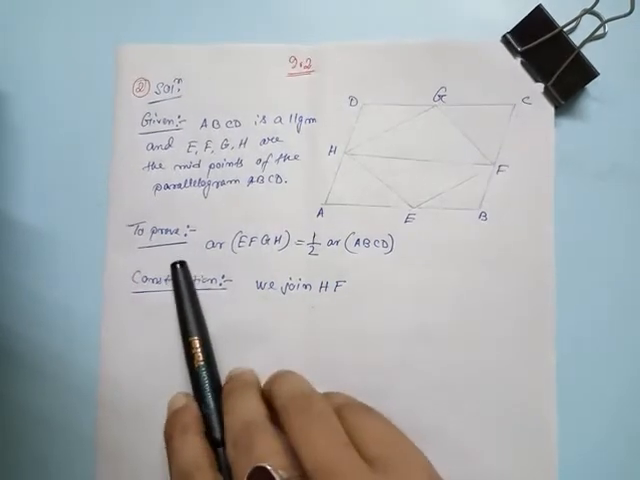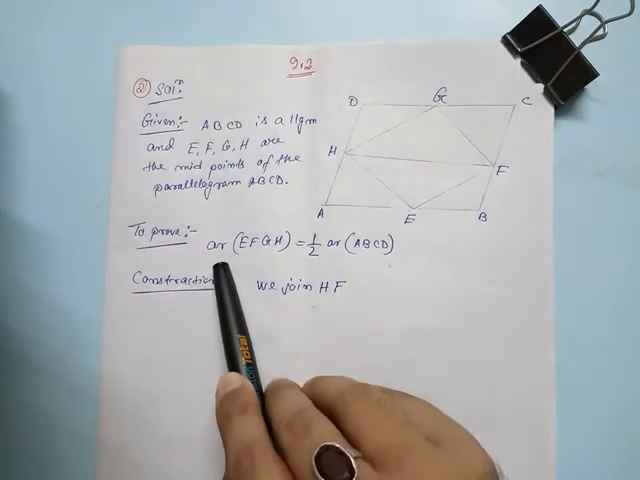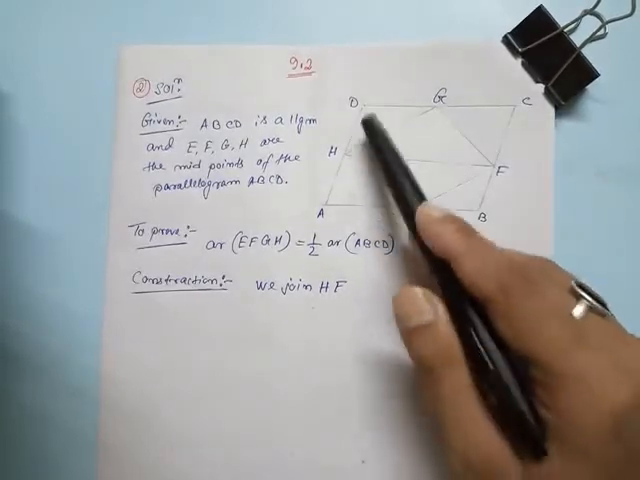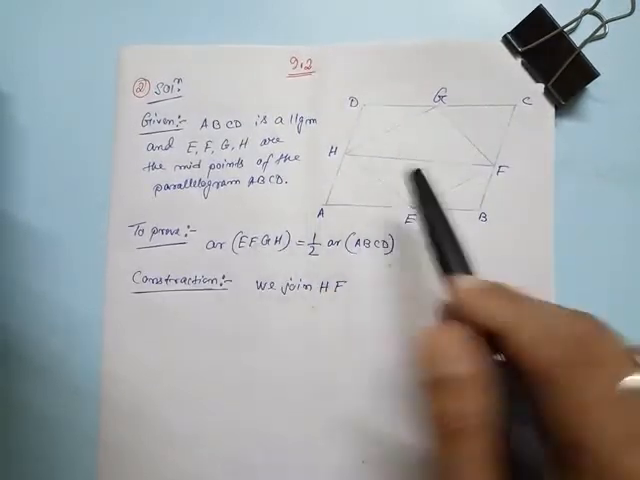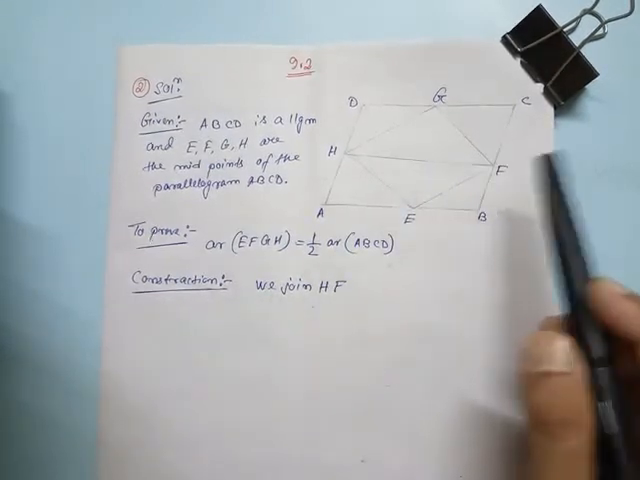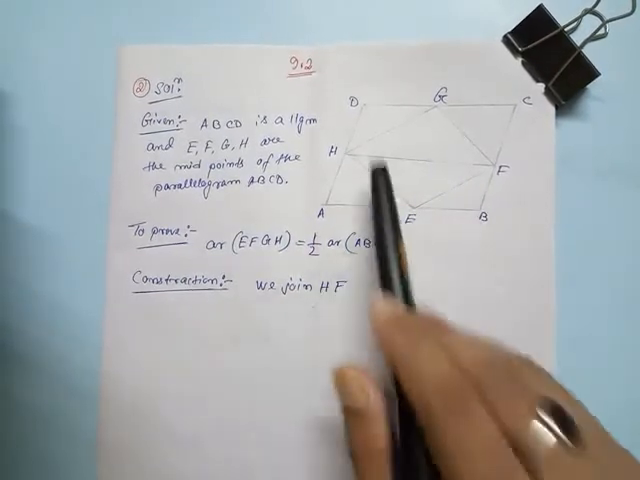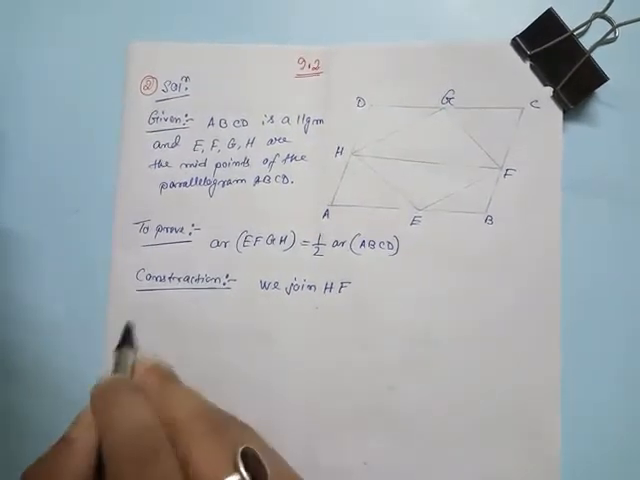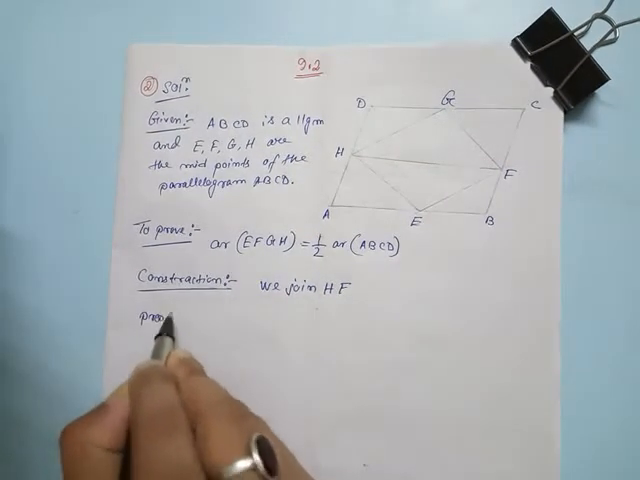Now we have to prove what? Area EFGH equal half area ABCD. Now the construction is also written here. We join HF. Now how to solve it? Look, student, so I will write here proof.